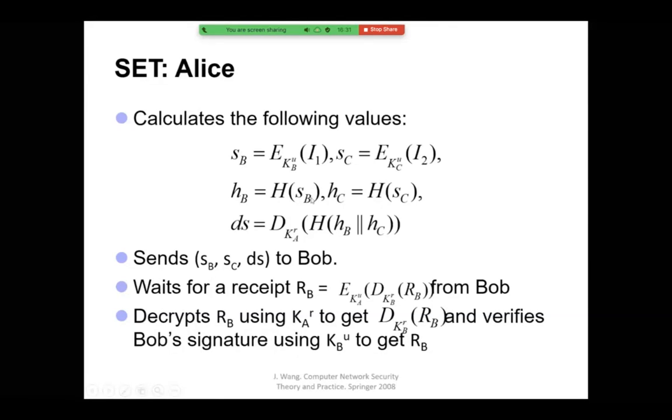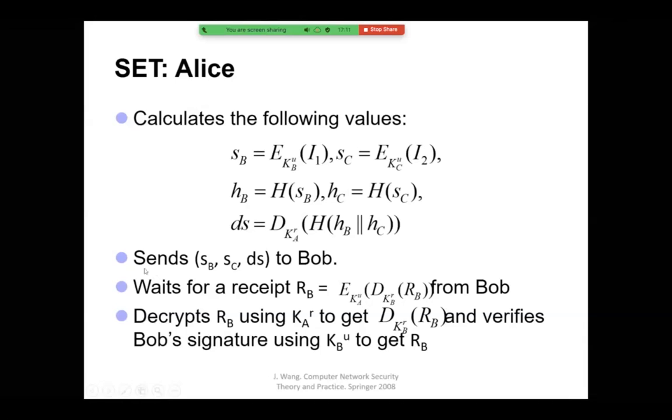So take the hash value of SB and the hash value of SC. We call them HB and HC. And then we take the hash value again on both of them. So we concatenate HB and HC and take the hash. This time, Alice signs it. So Alice signs this hash so that these two purchase orders are linked together. Alice signs it using her private key. We call that the dual signature, DS.